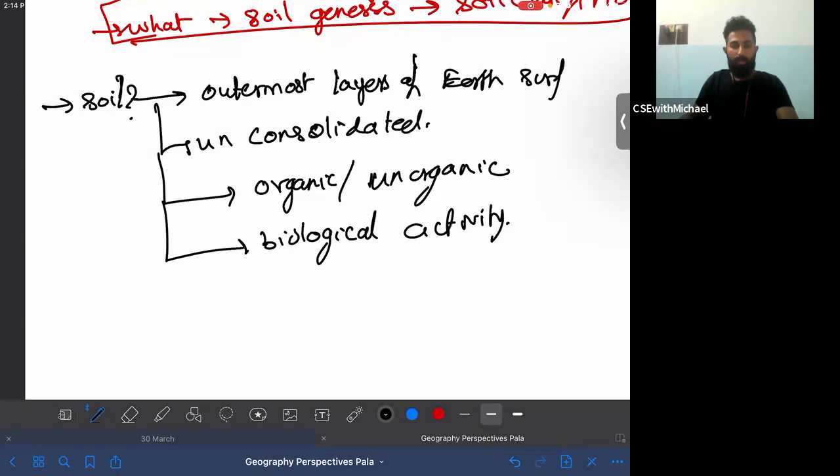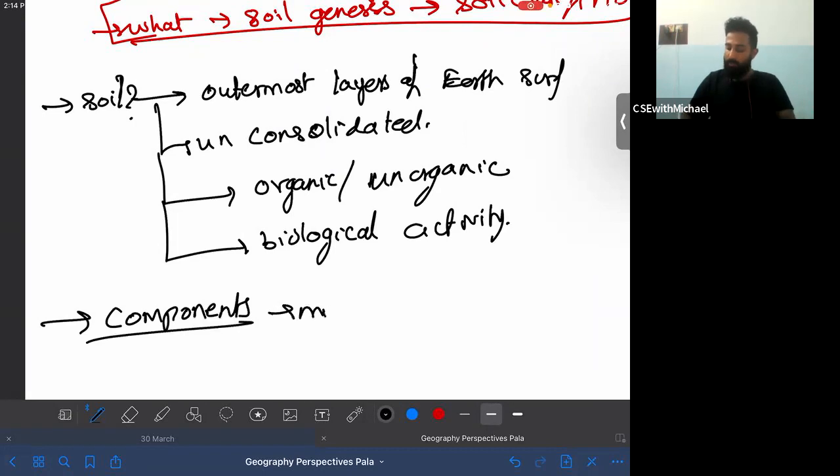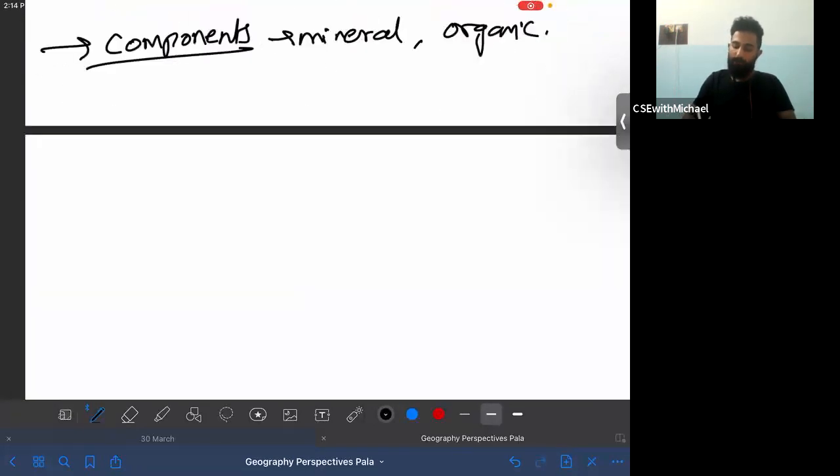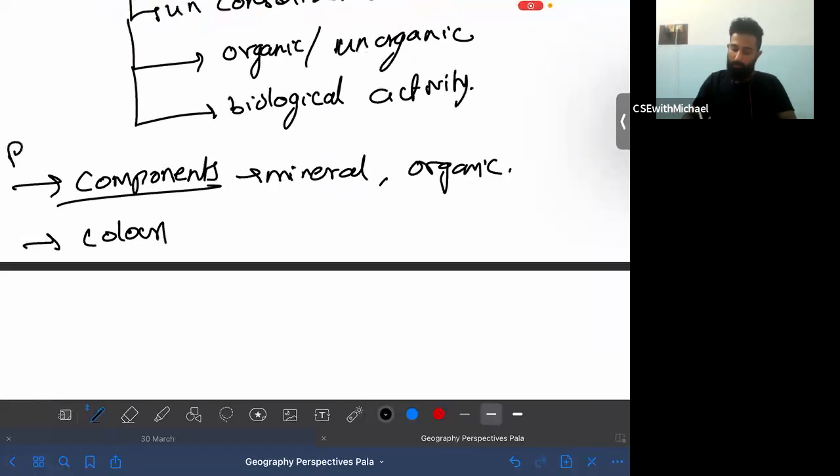Now, soil can be seen with respect to several dimensions. Several aspects are there when you talk about soil. Soil has different properties. Soil has components. There are various minerals found in soil. There is organic matter found in soil. Soil has different colors. These are the properties of the soil.